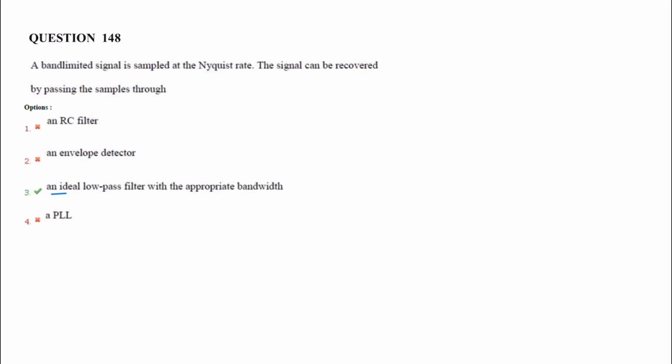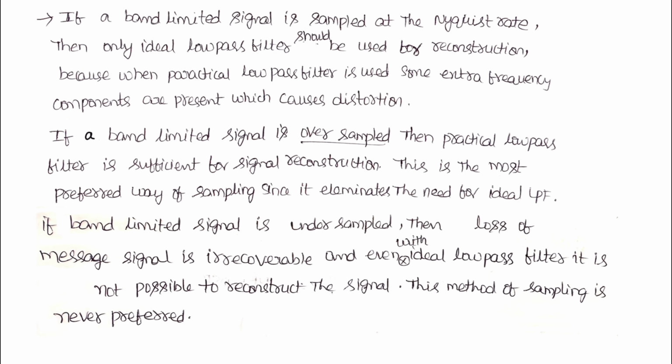Next question, question number 148. A band limited signal is sampled at Nyquist rate. The signal is then recovered by passing it through which filter? If any signal is sampled at Nyquist rate, then the signal can be recovered by passing it through an ideal low pass filter. Let us see three different cases. If a band limited signal is sampled at Nyquist rate, then only an ideal low pass filter should be used for reconstructing, because a practical low pass filter has some extra frequency components which cause distortion.